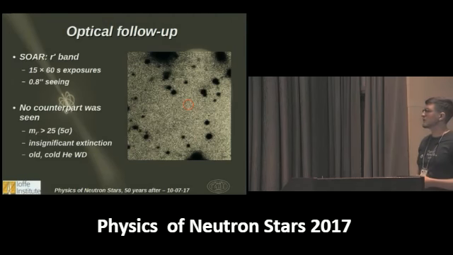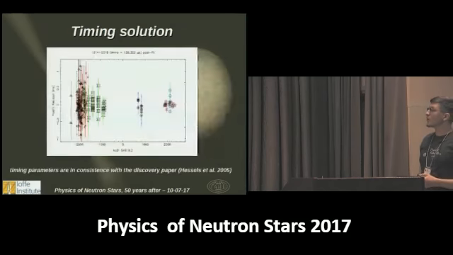of the counterpart. And because there was an absence of a counterpart in the optical field of view, we think that this might imply that the companion is an old and cold helium white dwarf star, which is also consistent with the evolutionary models of helium white dwarfs and also with other known pulsar binaries with helium white dwarf companions. Here's the timing solution.